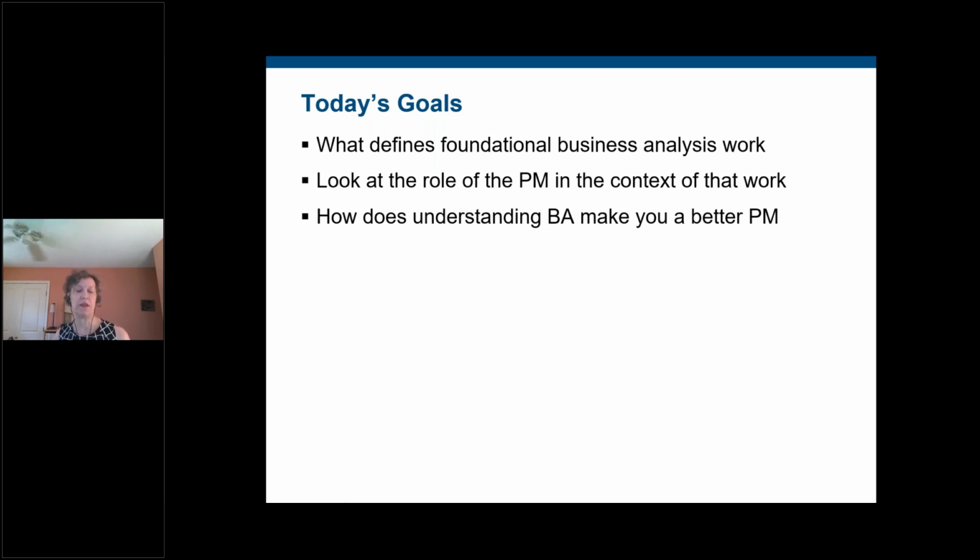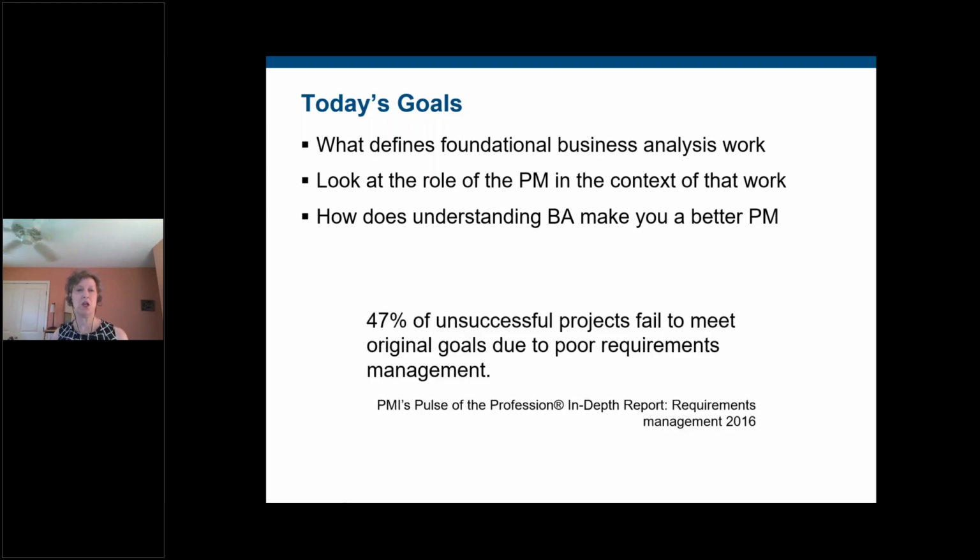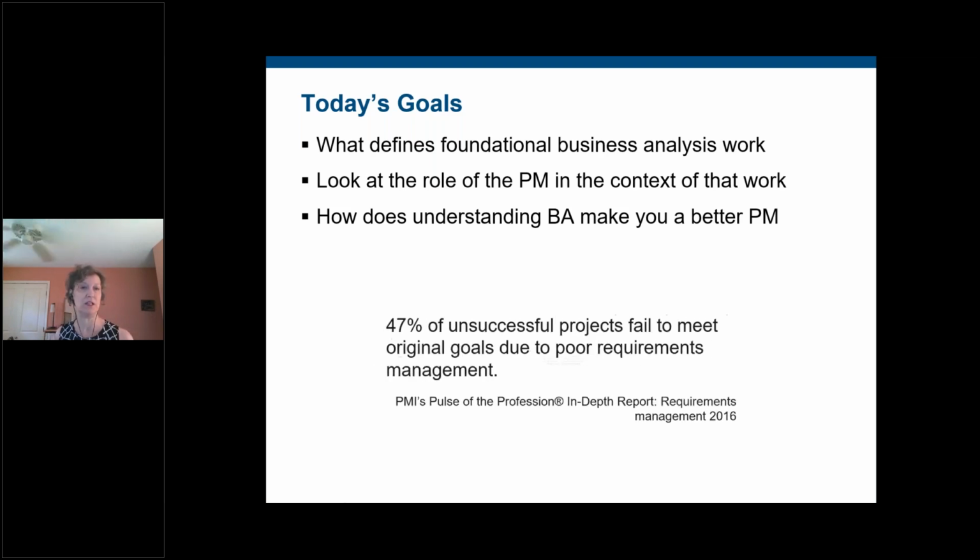But before we move on, I want to share some observations that have been made in the last few years. Here's something from 2016. Now, that sounds like a million years ago, but in fact, it really wasn't that long ago. I've read similar things since then, but PMI made the observation in their Pulse of the Profession on requirements management that 47% of unsuccessful projects fail to meet original goals due to poor requirements management. So nearly half of companies aren't doing what they need to do on projects because they aren't doing good work around requirements management. Okay, that's daunting.